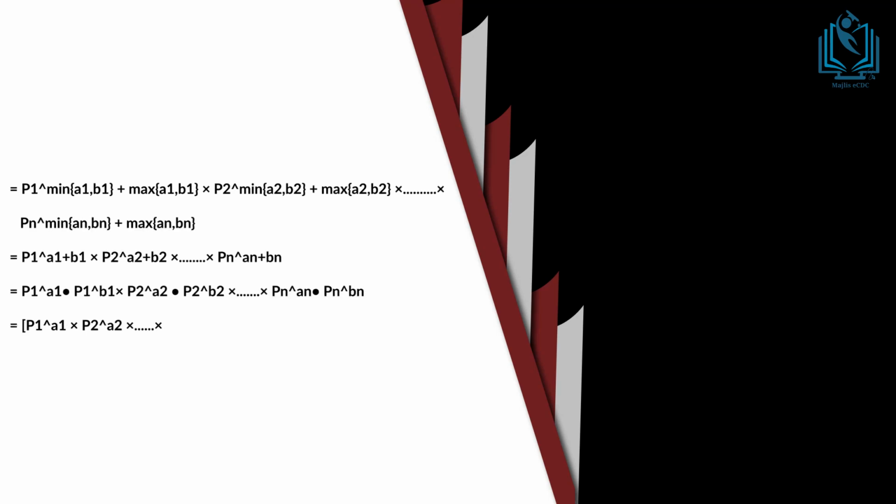We have already learned that A raised to m into A raised to n is equal to A raised to m plus n. We have to apply it in this equation. Then it becomes P1 raised to minimum of A1 and B1 plus maximum of A1 and B1 into P2 raised to minimum of A2 and B2 plus maximum of A2 and B2 into etc. Pn raised to minimum of An Bn plus maximum of An and Bn.